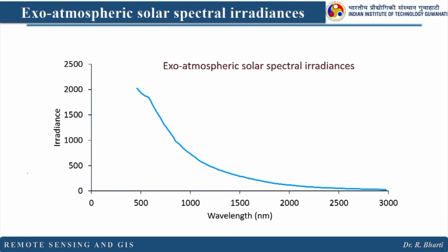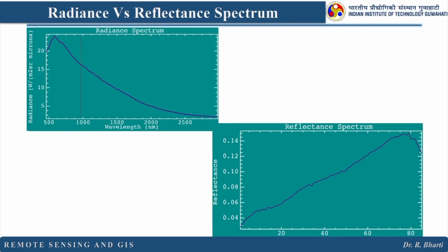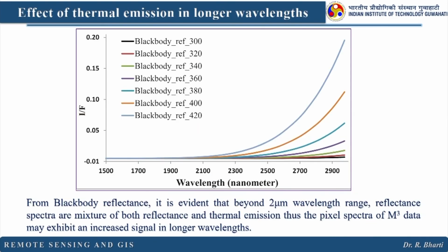This is the exoatmospheric solar spectral irradiance, which is available at these two links, right? Once you use this solar exoatmospheric irradiance and the I by F formula, you can see how this spectra changes from radiance to reflectance, right? You can see here the trend has completely changed. Now if you remember, I always say that 0.4 to 2.5 micrometer is the reflective domain and 3 to 16 micrometer is the thermal domain.